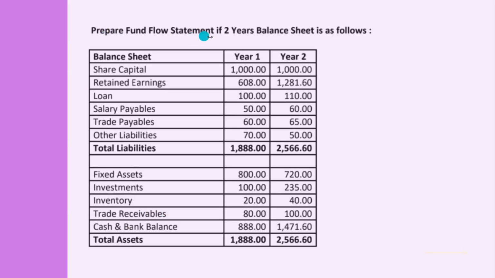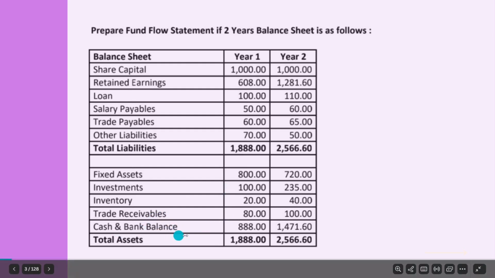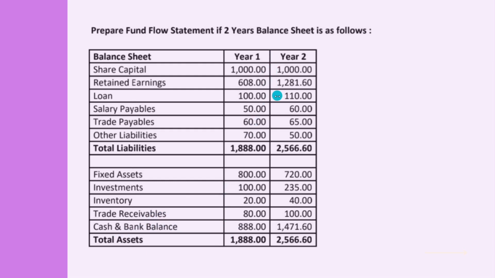Prepare a fund flow statement if the 2 years' balance sheet is as follows. So the balance sheet of year 1 is given and year 2 is also given. Share capital 1000, retained earnings 608, loan 100, salary payable 50, trade payable 60, other liabilities 70. So total liabilities is 1888. On the asset side, fixed asset 800, investment 100, inventory 20, trade receivable 80, cash and bank balance 888, and total assets is 1888. In year 2, share capital is 1000, retained earnings is 1281.60, loan 110, salary payable 60, trade payable 65, other liabilities 50. So total liabilities is 2566.60.